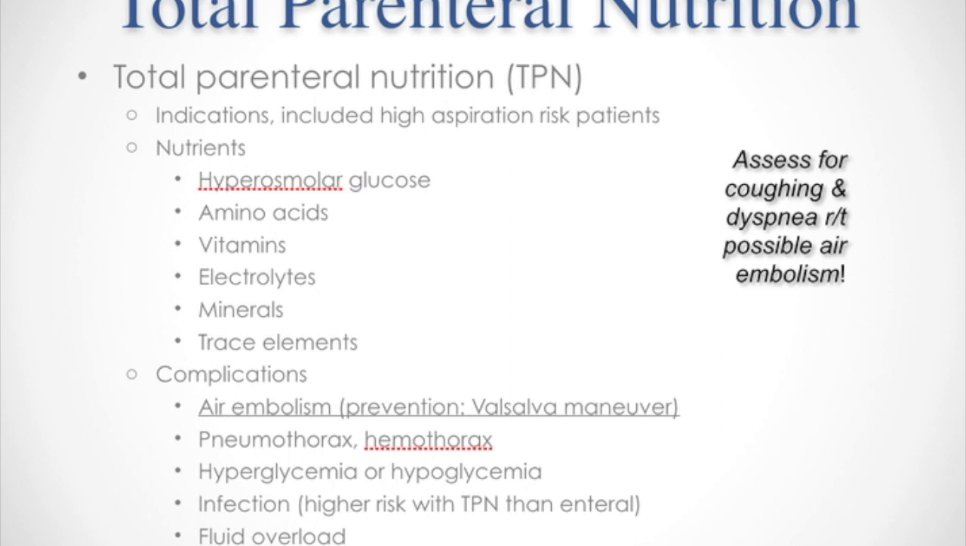TPN contains a fair amount of sugar, so when we first start it, people can have hyperglycemia. When we go to stop TPN, we must taper it, and we can never just stop it because of the risk for extremely low blood sugar. We need to give the body time to adjust to that.